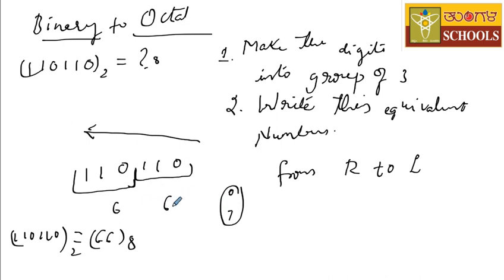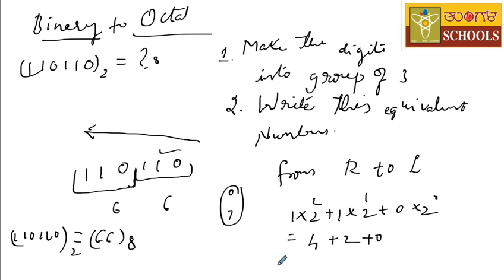If you have the doubt how 6 comes, you can take this first group, that is this one. To convert to decimal, what we are doing: 1 into 2 squared plus 1 into 2 to the power 1 plus 0 into 2 to the power 0. This is 4, this is 2, this is 0. What do I get? 4 plus 2 is 6. Yes, that's what I have written. This is also the same digits, 110. Again, same procedure: 1 into 2 to the power 2 plus 1 into 2 to the power 1 plus 0 into 2 to the power 0. Again, I will get 6. That is why 66. I hope this is clear to you.